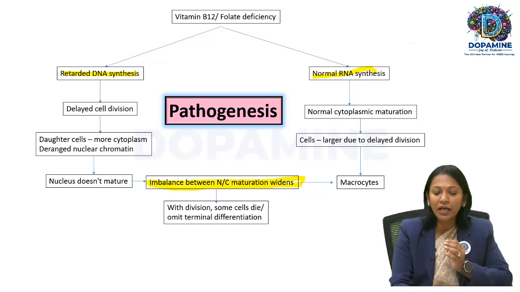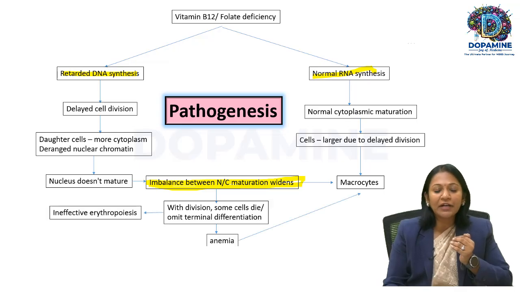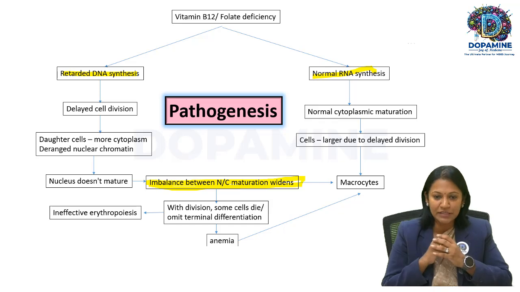So the person will have anemia, and with further divisions, some of the cells will die or omit terminal differentiation. So only very limited cells will come to the peripheral smear. So there will be an anemia. There is an ineffective erythropoiesis. What is the meaning of this terminology? Because of anemia, there is erythropoietin synthesis, and this erythropoietin will signal the bone marrow to produce more erythroid precursors.